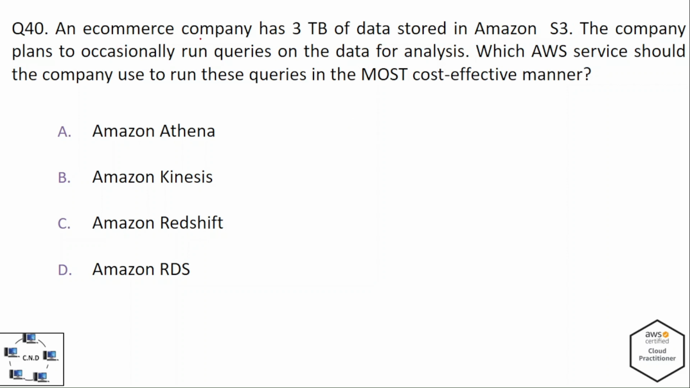Question number 40 is that an e-commerce company has 3 terabytes of data stored in Amazon S3. The company plans to occasionally run queries on the data for analysis. Which AWS service should the company use to run these queries in the most cost-effective manner? And the options are A. Amazon Athena, B. Amazon Kinesis, C. Amazon Redshift, and D. Amazon RDS. And the correct option is Amazon Athena.